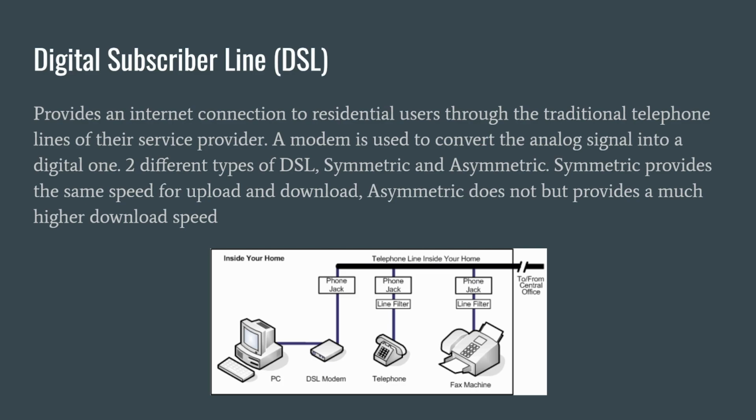Digital Subscriber Line, DSL, provides an internet connection to residential users through their traditional telephone line. A modem is required in order to convert the analog signal into a digital one. There are two different types of DSL, symmetric and asymmetric. Symmetric will provide the same speed for upload and download, and asymmetric does not provide that, but it will provide a much higher download speed. The diagram below contains a simple outline on how DSL will be provided into your home.